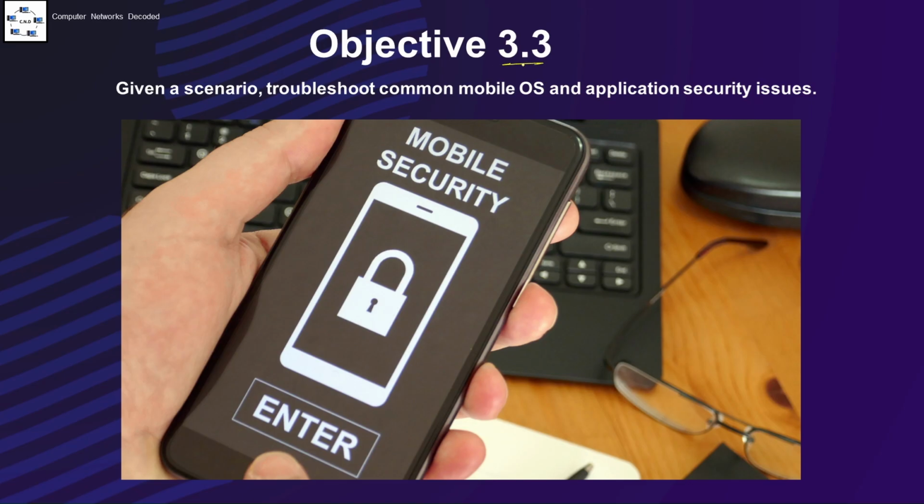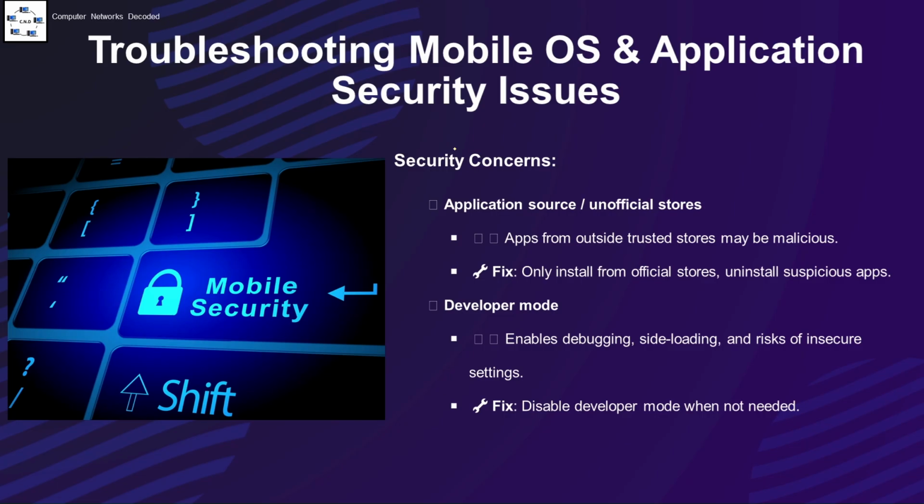So now coming over to objective 3.3, given a scenario, troubleshoot common mobile operating system and application security issues. The security concerns include, the first one, the application source and unofficial stores. This issue is that applications from outside a trusted source may be malicious. So it is very important that you install your applications from the vendor's trusted source. The fix is to only install from official stores such as Play Store for Android and the App Store for iOS or Apple devices, and to uninstall suspicious applications.